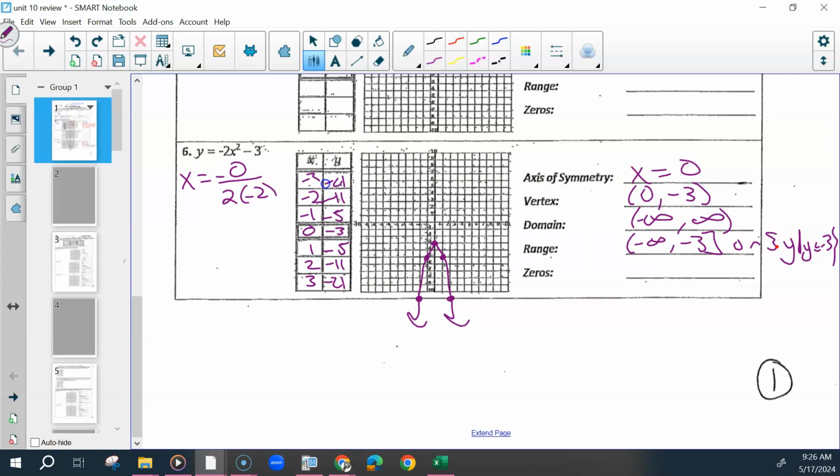Does this cross the x-axis at all? No. So NA, none, doesn't exist, any of those answers. Do not put 0, because that would mean it crosses at 0.